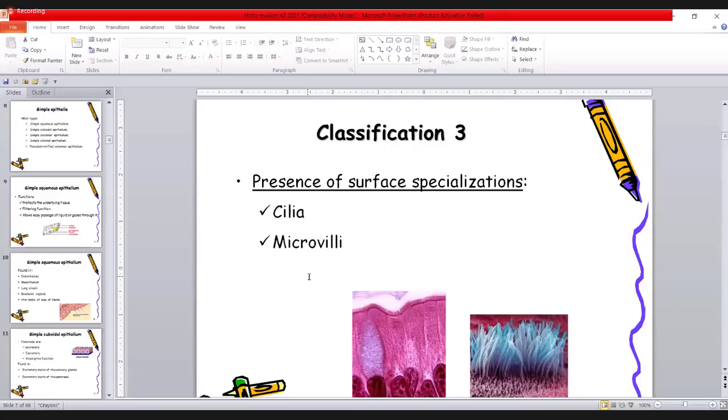Quickly, a few sites. Alveolar lining, good. Capillaries. How do you call it? Capillary endothelium. Yes, if you just say capillaries, you won't get any mark. So you have to tell capillary endothelium. Okay, alveolar lining, capillary endothelium. Then Bowman's capsule. Yes, Bowman's capsule, very good. Where else?